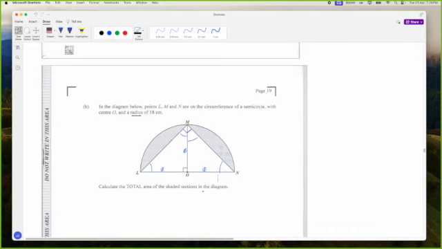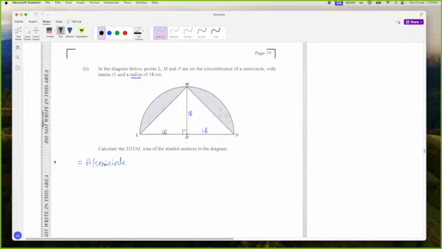Calculate the total area. Oh, my God. I guess we don't need all of this. All right. Yeah, 18, 18, 18. The total area of the shaded sections of the diagram. The area of the shaded.